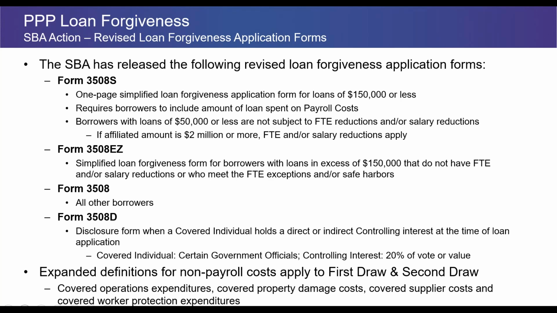And lastly, they issued the Form 3508D, which is for a very specified sect of the borrower group. It's basically a disclosure when a covered individual holds a controlling interest in the borrower. And the covered individuals are essentially certain government officials that have at least a 20% interest, at least 20% of voter value in the company. So this is the president, members of Congress, the vice president, and their spouses, and so on and so forth. So if that happens to meet your needs, again, let us know.